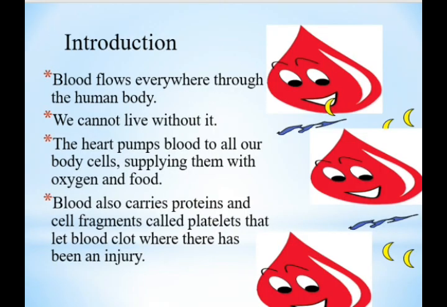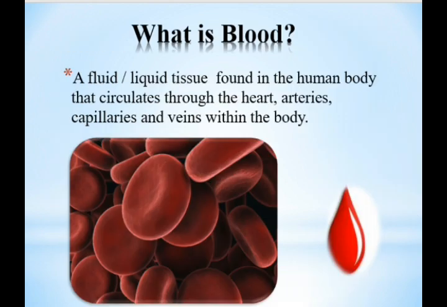Okay, so blood flows everywhere through the human body. We cannot live without it. It is carrying all of the nutrients that we need and also all the wastes. Within the blood we have oxygen and food, and we also have proteins and cell fragments called platelets that let the blood clot where there's been an injury. So blood itself is an organ, just a liquid organ.